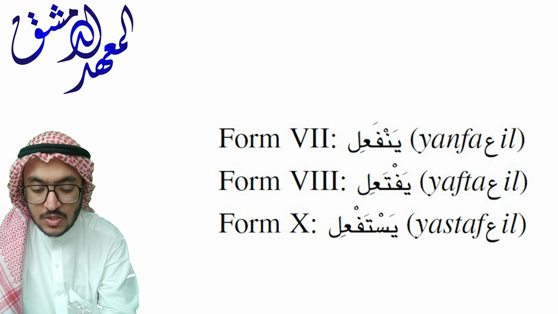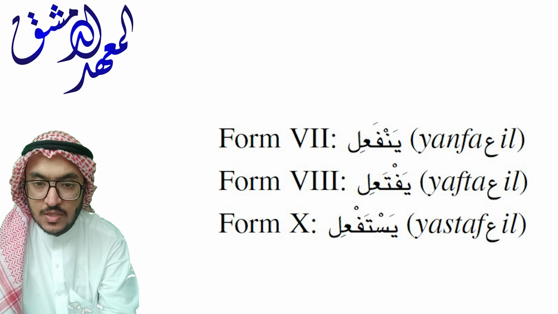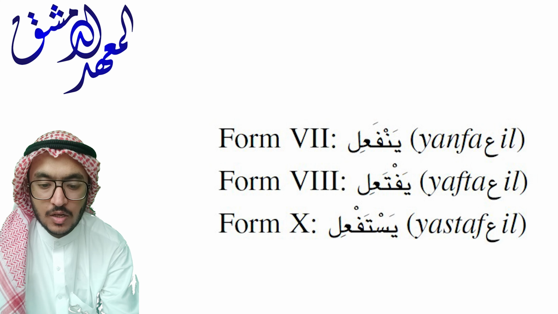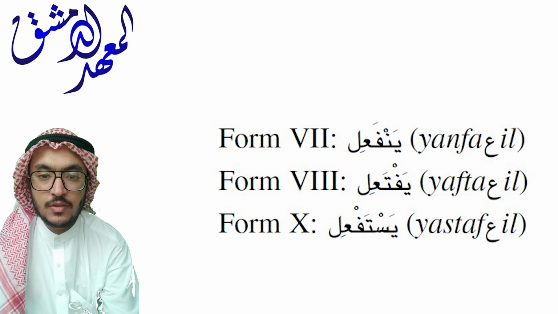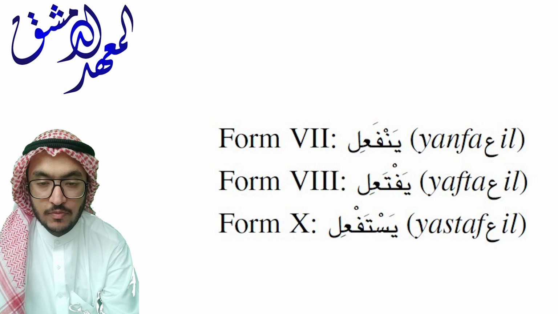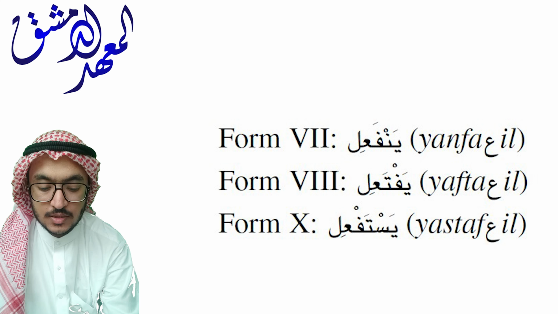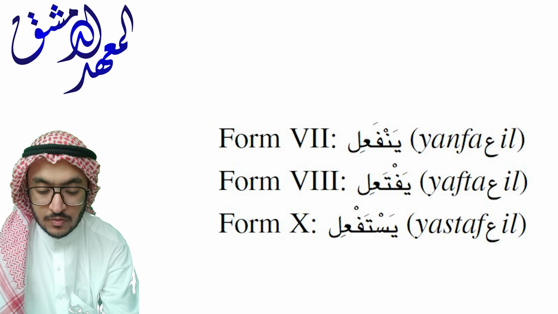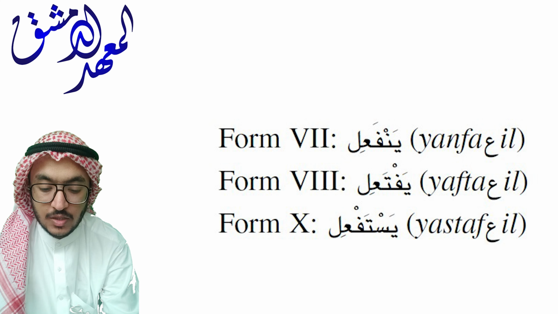In the present tense, these 3 root forms keep the same basic features of the past tense but are vowelized differently. So they all have fatha as the first vowel and a kasra as the third. So form 7 yanfa'il, form 8 yafta'il, form 10 yastaf'il.